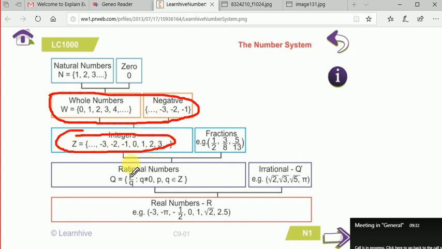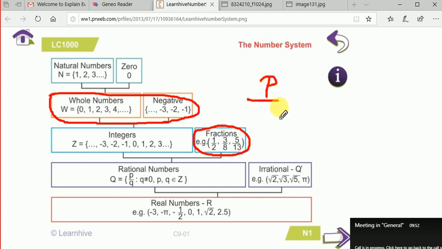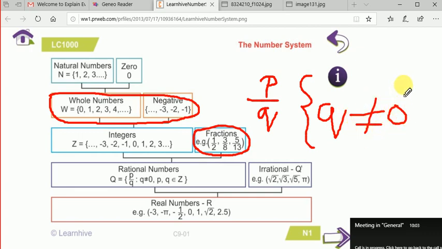Now after integers, we have rational numbers. So what are rational numbers? When we add fractions to integers, they become rational numbers. Rational numbers now which we have to study are all numbers which can be written in the form of p by q, where q is never equals to 0.